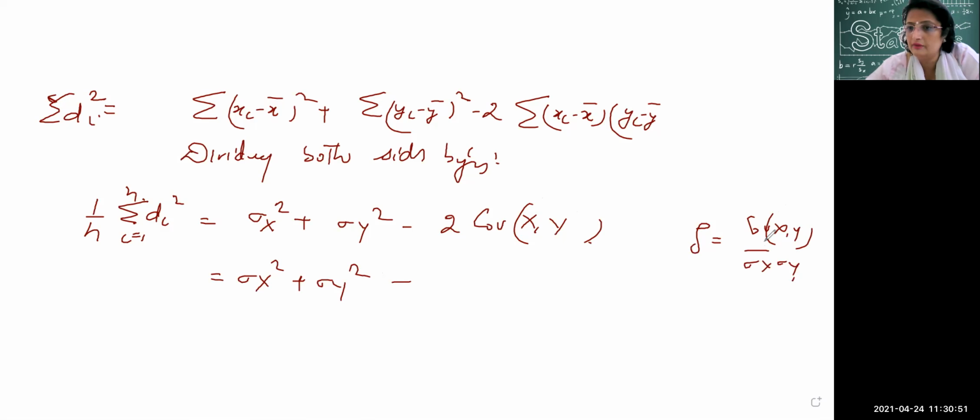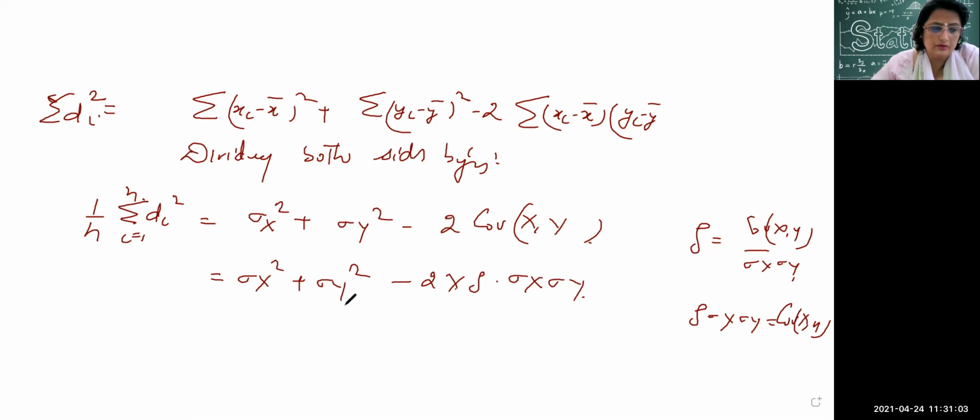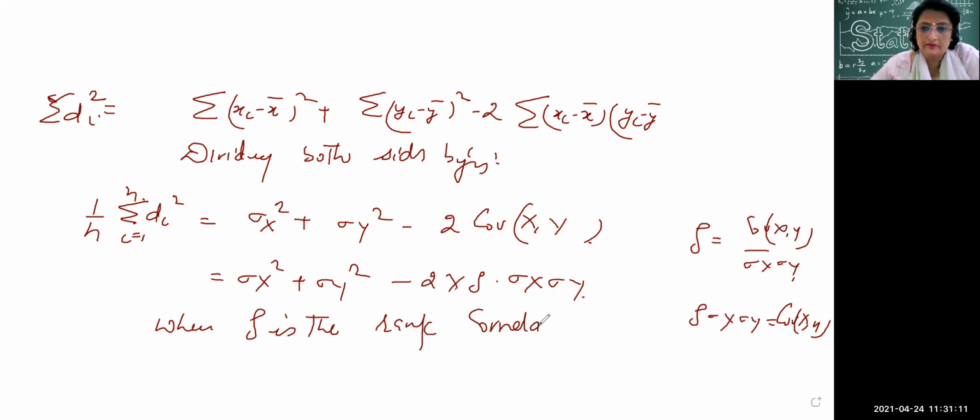So what is the value of covariance? This is rho sigma x sigma y. This is the value of covariance between x and y. So this is 2 into rho into sigma x sigma y, right? Where rho is the rank correlation coefficient between the two characteristics A and B.